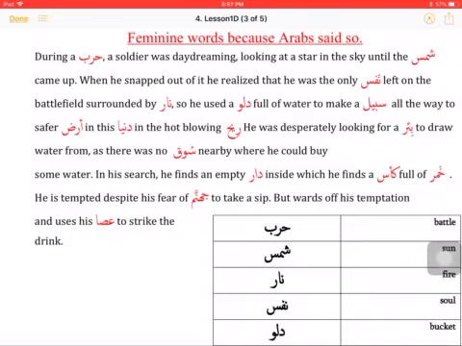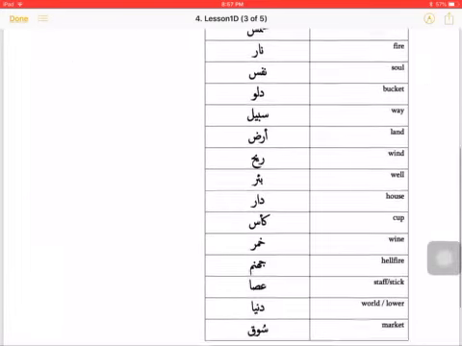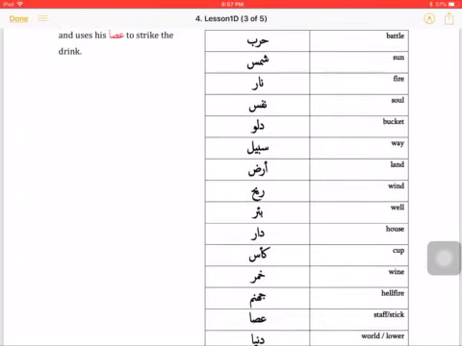All the words in red are feminine words, mu'annath. These are ism that are mu'annath. And why are they, which category do they fall in? Well, the Arabs said so. We have this table that enumerates all of these words. There are more words in Arabic that are feminine, but this is a more common list.